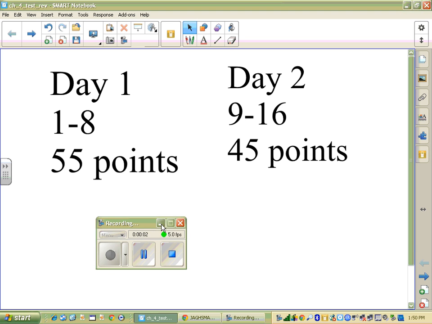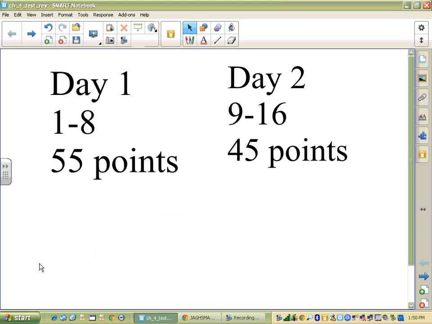So this is Advanced Algebra 2. The 2-day Chapter 4 test has questions 1 through 8 on day 1. That's 55 points. You will be allowed to use a calculator, but no notes. This is the pencil and paper test that you'll be taking tomorrow and the next day.